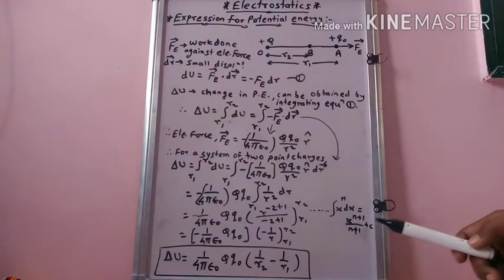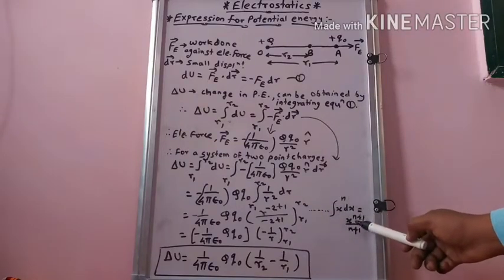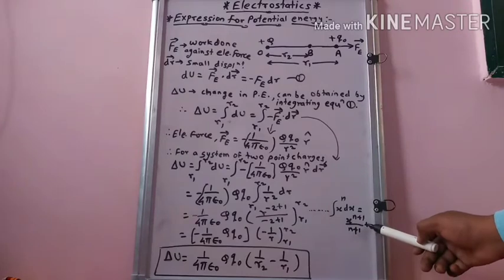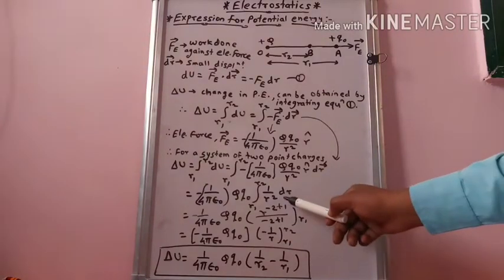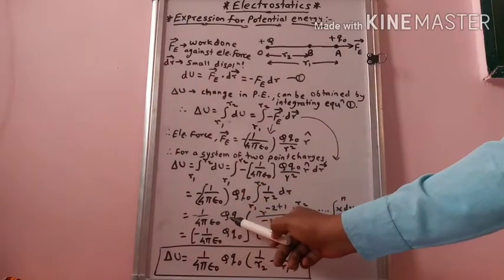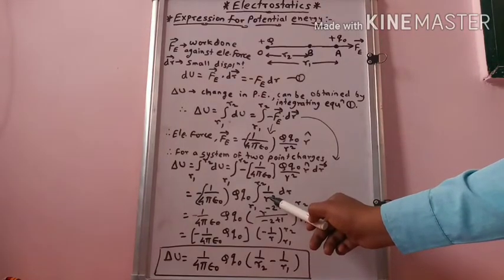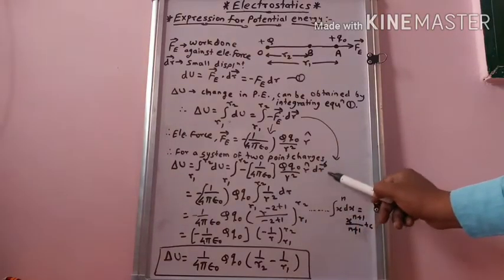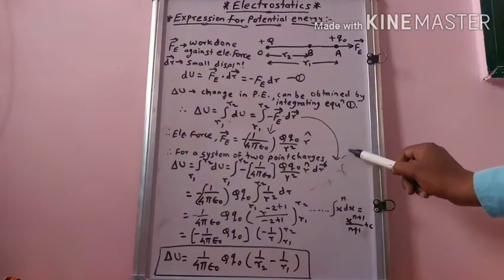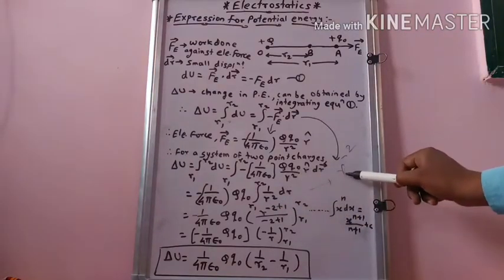Then we know the formula of integration: the integral of x raised to n dx is equal to x raised to n plus 1 upon n plus 1, plus c. Therefore, this equation can be written with this term as it is, minus 1 upon 4 pi epsilon naught Q Q0, and 1 upon r squared. This r squared is in the denominator; in the numerator it is written as r raised to minus 2.